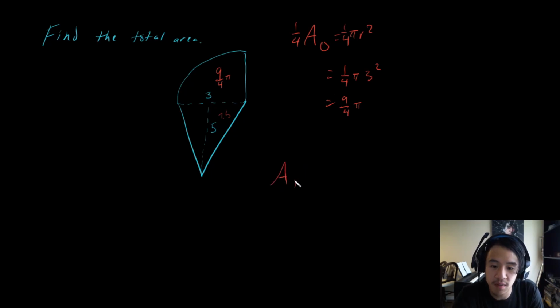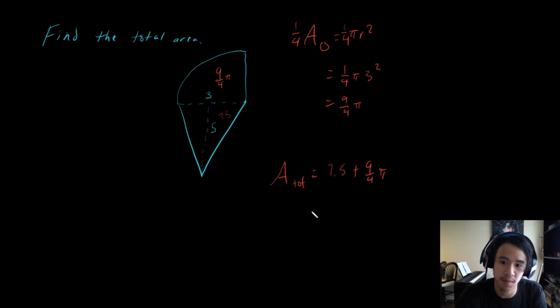And that means the area of the total will be, we got 7.5 plus 9 over 4 pi. And honestly, you could just leave it like this, or you could plug it into your calculator. You'll get some number. I don't really like using calculators, so I'm just going to leave it like this. But either way would work for me in the homework.